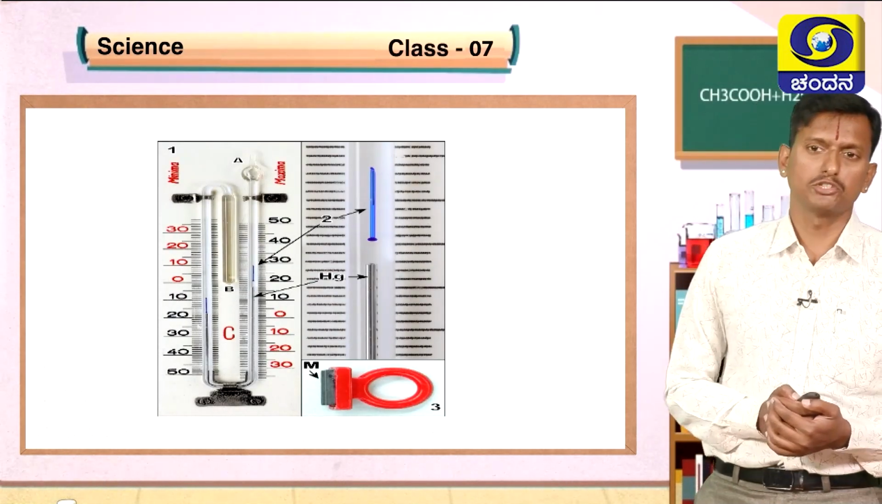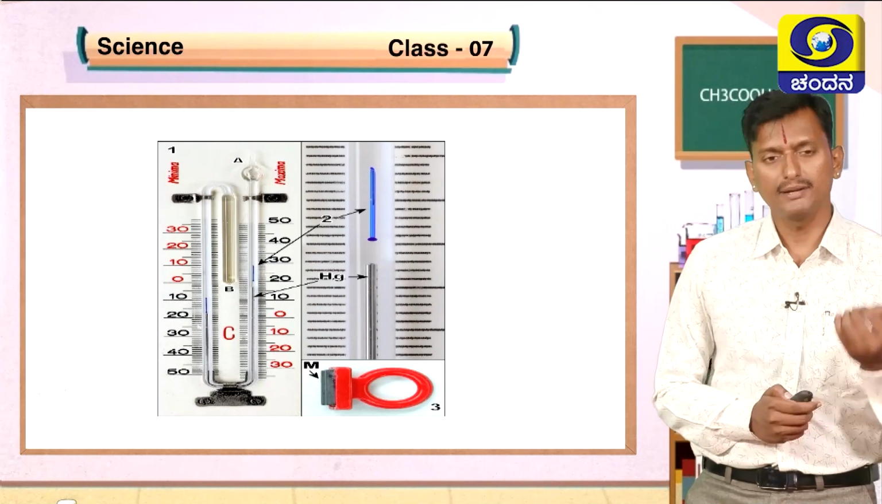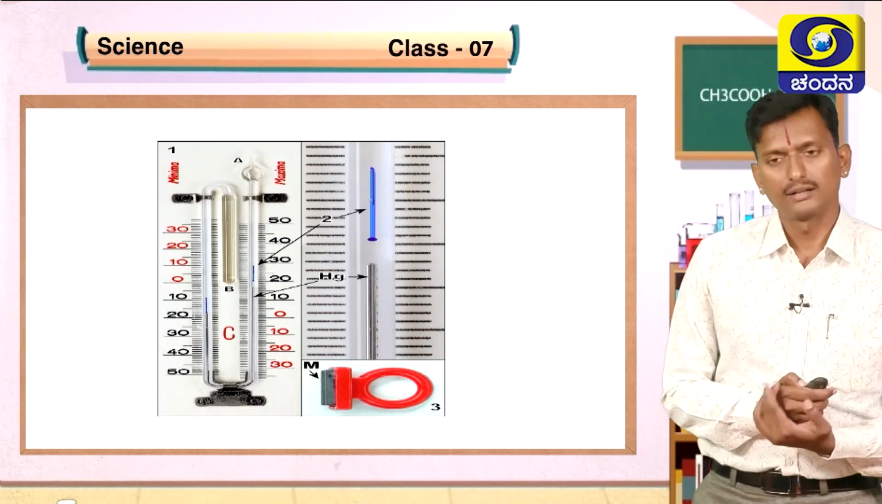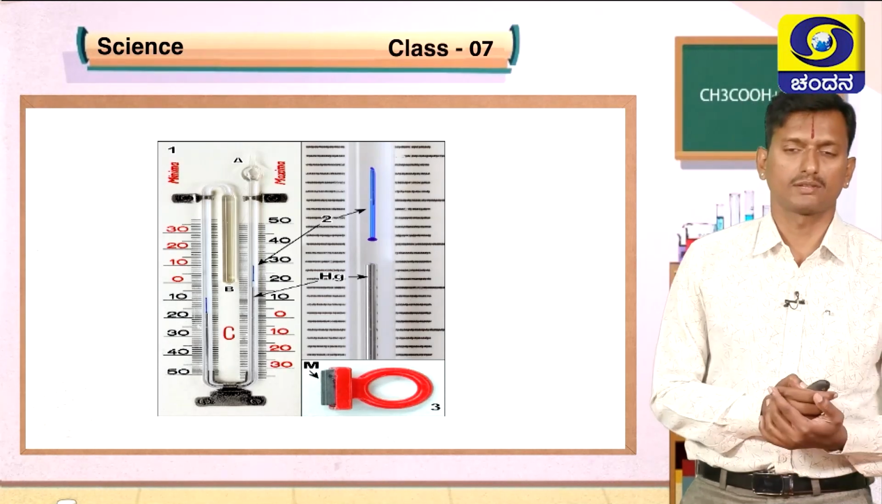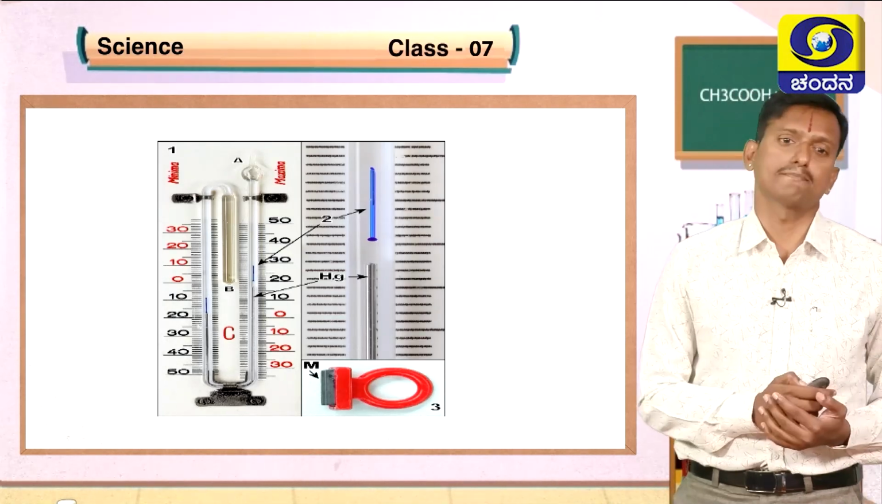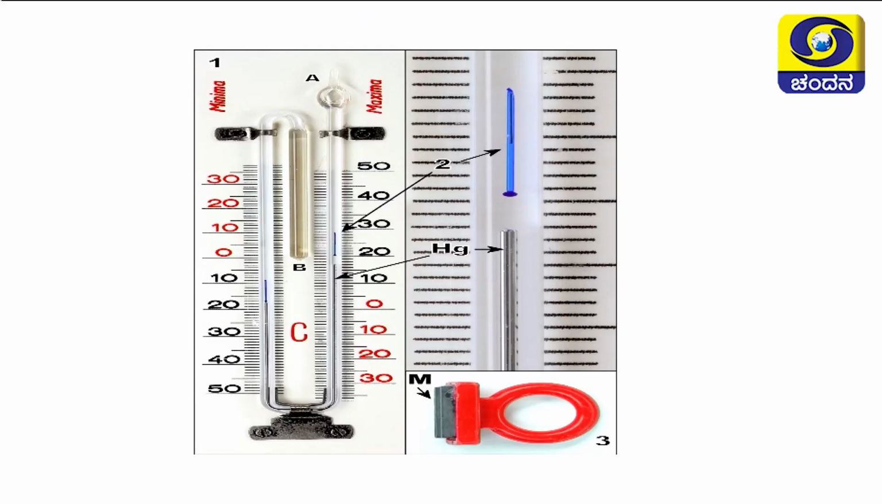For that, we use maximum and minimum thermometers to predict the temperature of the day: what will be the maximum temperature and what will be the minimum temperature. What you see on the right side is the minimum, and the left side is the maximum temperature, shown in front of you.